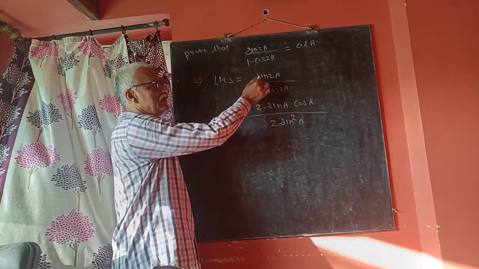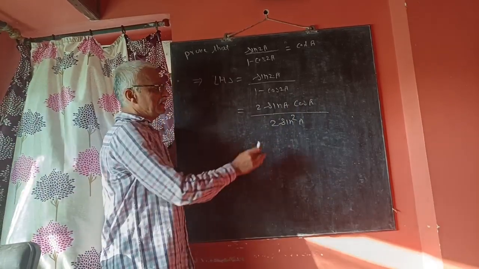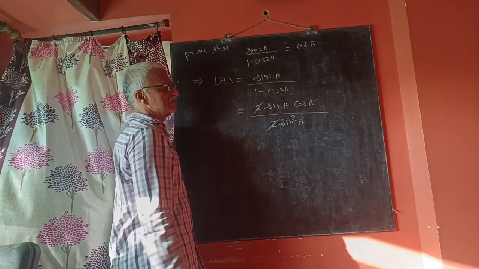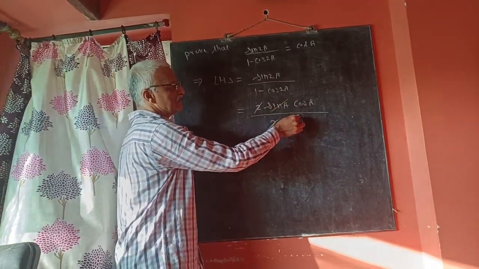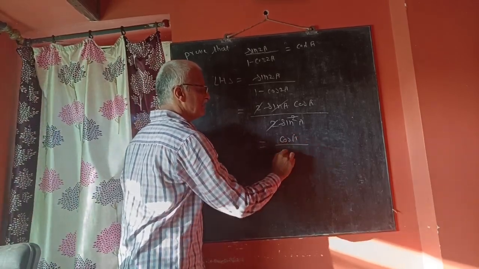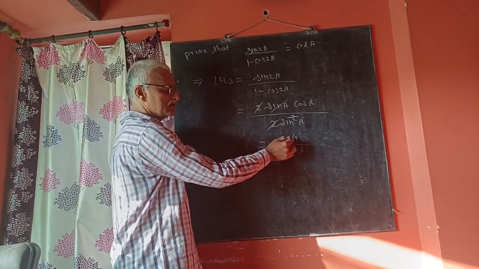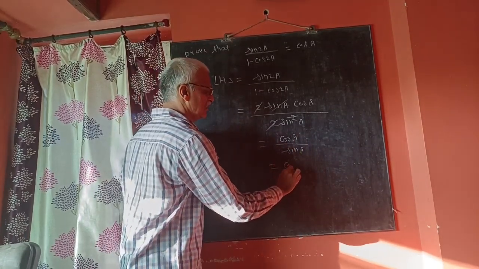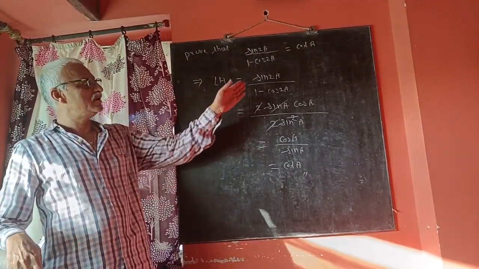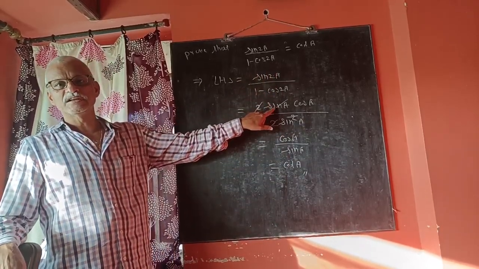I repeat again, sin 2A is 2 sin A into cos A divided by 1 minus cos 2A, that is 2 sin square A. This 2 and 2 get cancelled, sin A and the square get cancelled. So the remaining is cos A divided by sin A, and we know that cos upon sin is cot, so this is equal to cot A.